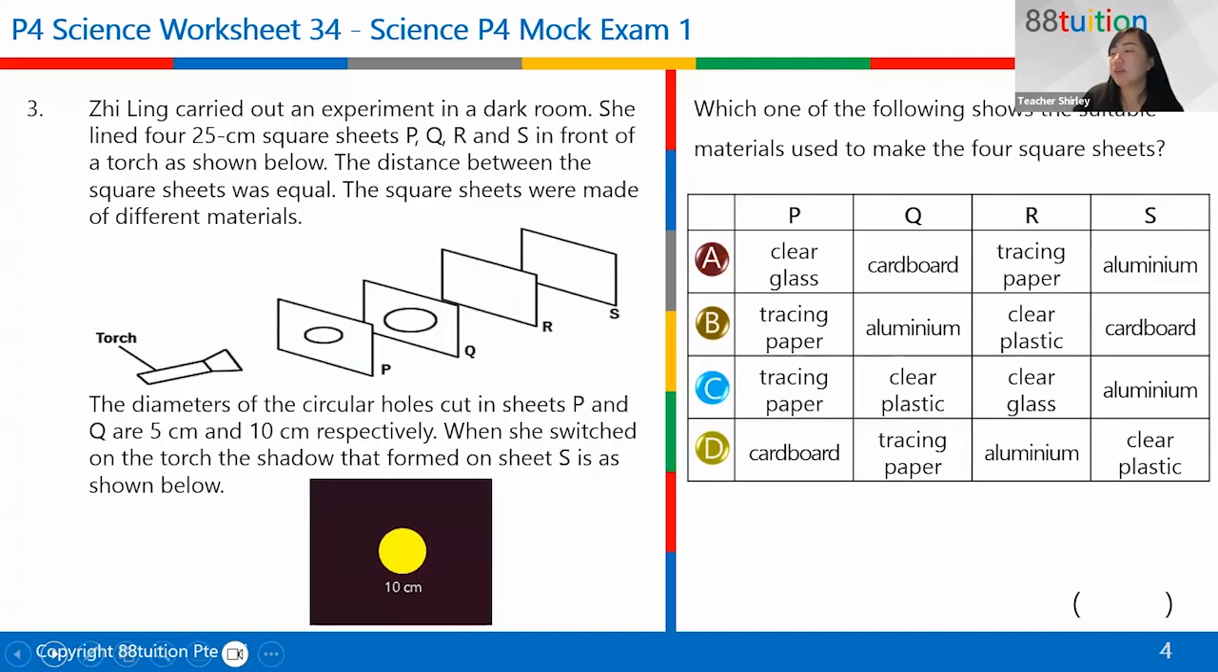Next one. Zhiling carried out an experiment in a dark room. She lined 4 25-centimeter square sheets in front of the torch as shown. The distance between the square sheets was equal. The square sheets were made of different materials. The diameters of the circular holes cut into sheets P and Q are 5 and 10 centimeters respectively. When she switched on the torch, the shadow that formed on sheet S is as shown below. Which one of the following shows the suitable materials used to make the 4 square sheets?